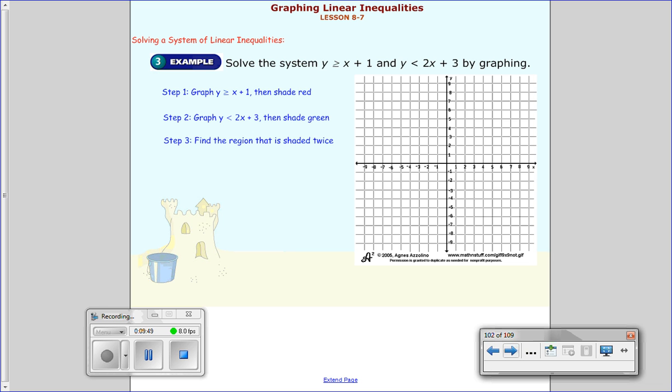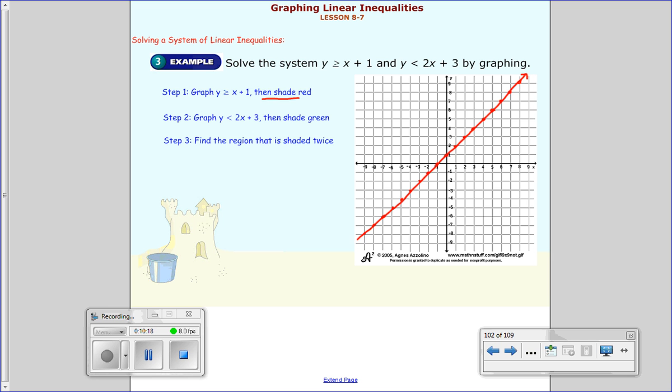So step 1 is graph the first inequality. You'll notice I'm going to do them in different colors because that's going to help keep me organized. I'm going to shade that one red. All right, y is greater than or equal to x plus 1. So I'm going to go ahead and do that one. Okay, and I take a look. I use a solid line because it is equal to. So I grab that one.